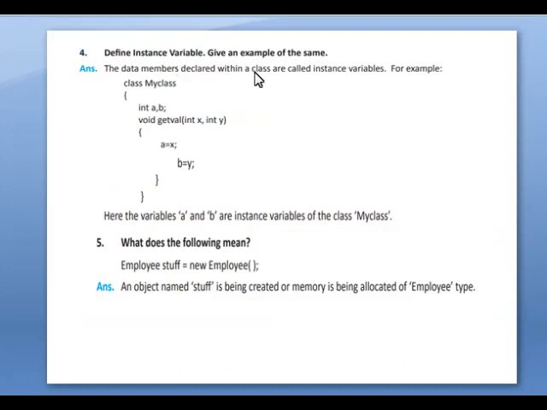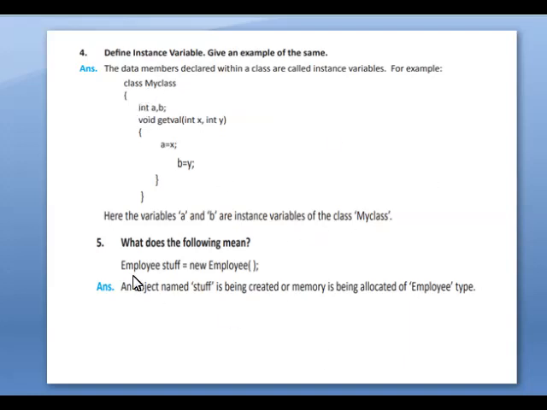Define instance variable. Give an example of each of them. The data members declared within a class are called instance variables. So, the variables that are declared within the class are called instance variables. For example, see here, within the class we have given two variables, and here also we used two variables or arguments inside the methods. So A and B are used inside the class. Here the variables A and B are instance variables of the class MyClass.